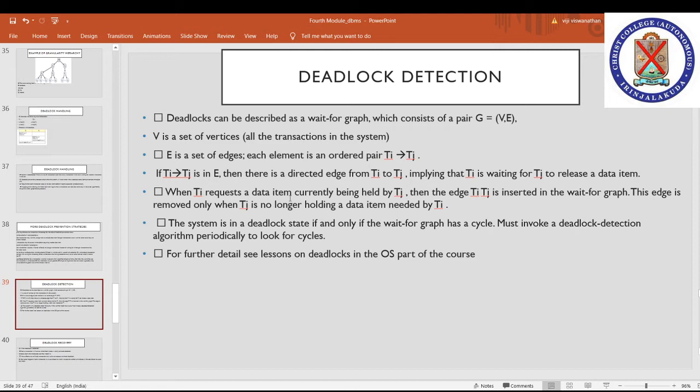The system is in a deadlock state if and only if the wait-for graph has a cycle. We must invoke a deadlock detection algorithm periodically to look for cycles.